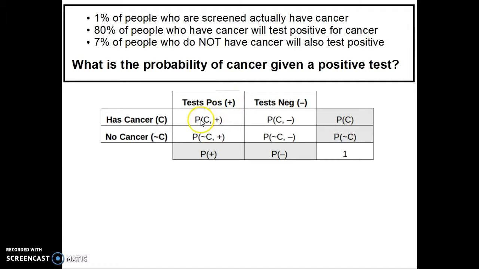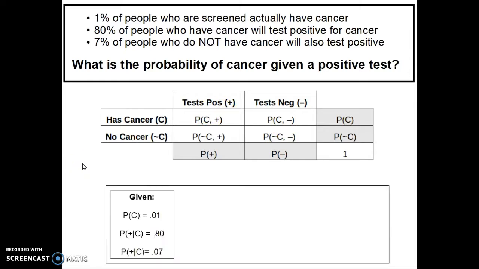So here are our joint probabilities, just like in the previous video, the example with hair color and eye color. Here, this is the joint probability of having cancer and testing positive. That sounds like something we're interested in. Here's the joint probability of having cancer and testing negative, not having cancer and testing positive, and not having cancer and testing negative. These are our joints. Great, perfect. So let's look at the information again and take stock of what we have and what we need.